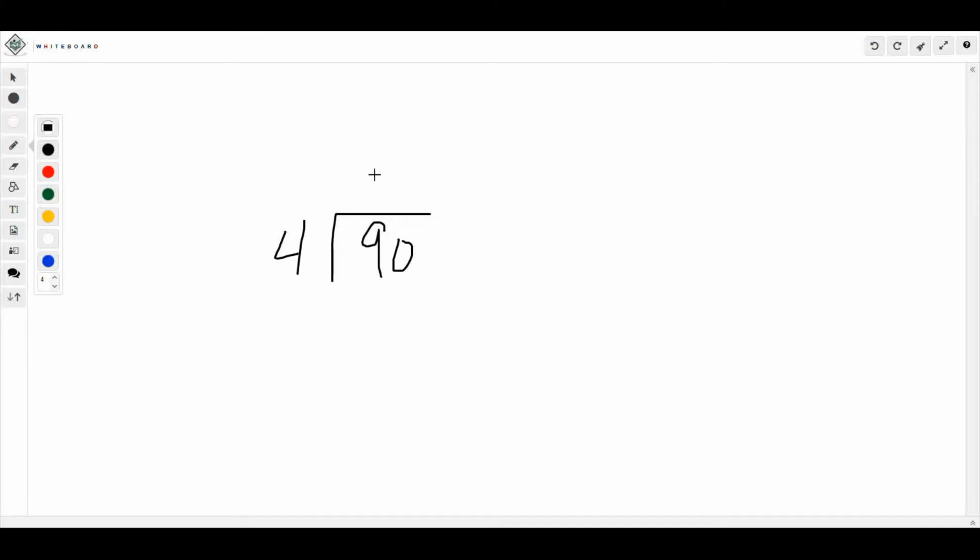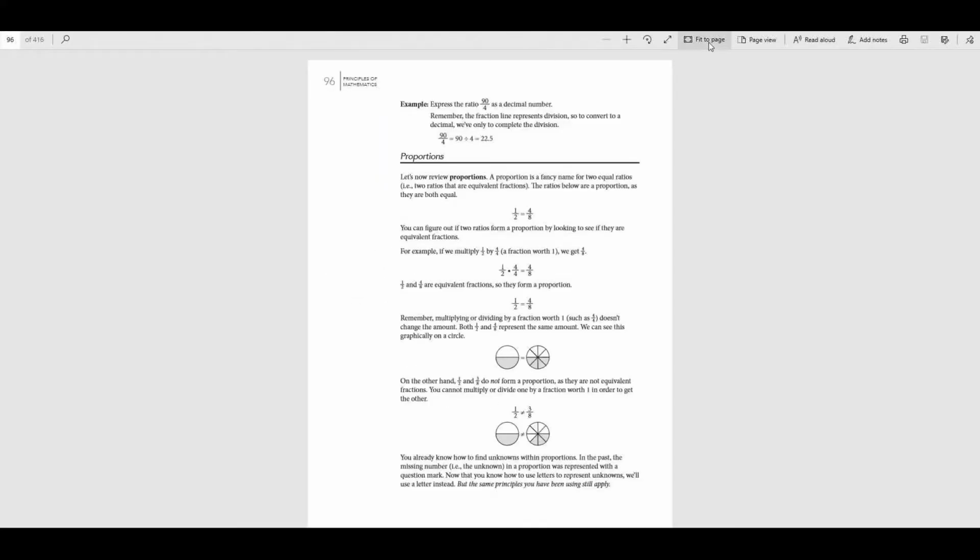So 4 goes into 9 2 times, which means we have 8. And then we're left with 10. 4 goes into 10 2 times, minus 8, which gives us 2. But remember, we're making it a decimal. So when we make it into a decimal, we have to add our decimal here. Bring a 0 down. 4 goes into 20 5 times. So we get 22.5. And there it stops. It wouldn't go any further. So that's where they're getting 22.5.